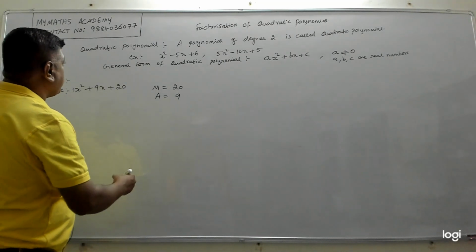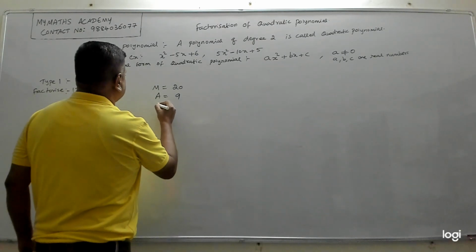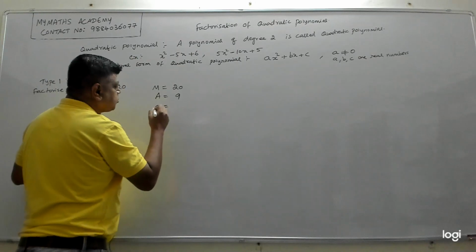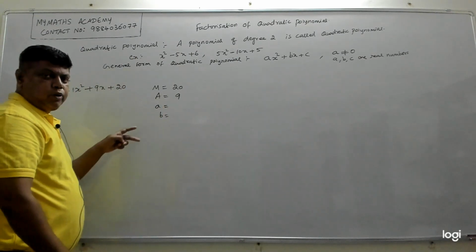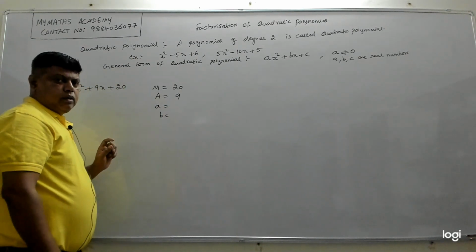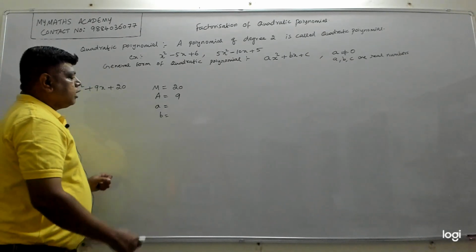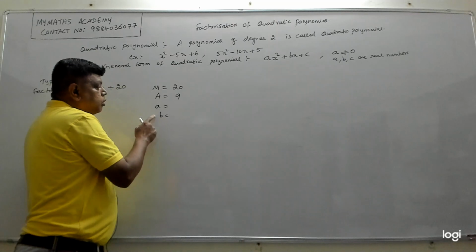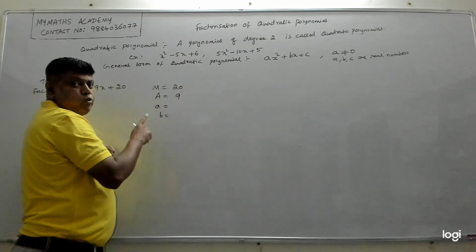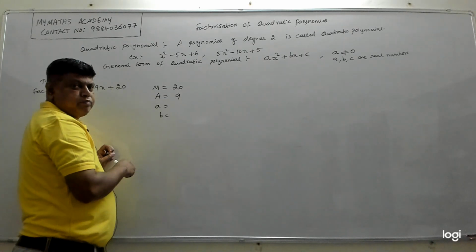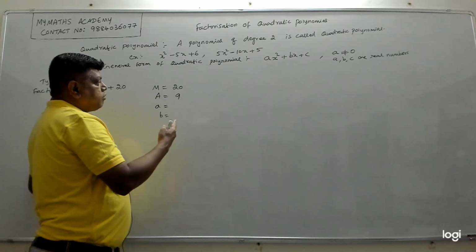So what are the two numbers? I will call those numbers small a and small b. I need to find two numbers, small a and small b, in such a way that if I add those two numbers, I should get 9. Same two numbers, if I multiply, I should get 20. Then we should try to find those two numbers.